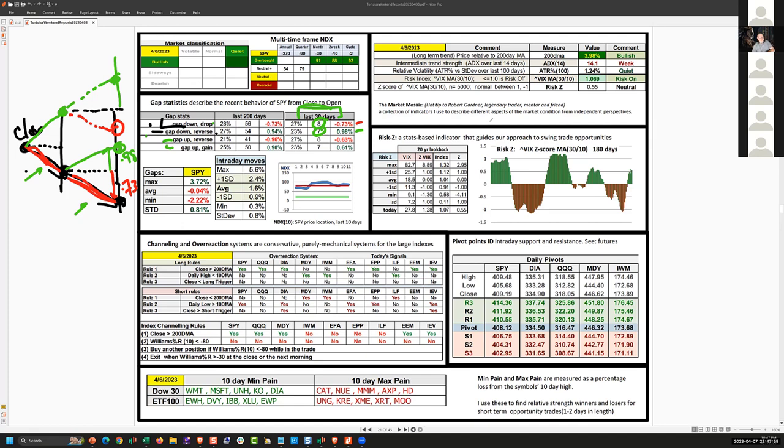Now, here's how I use that as a guide. What that tells me is that exactly 50% of the time in the last 30 days it gapped down, and 50% of the time it gapped up. So which way is it going to gap tomorrow? It's a coin flip.